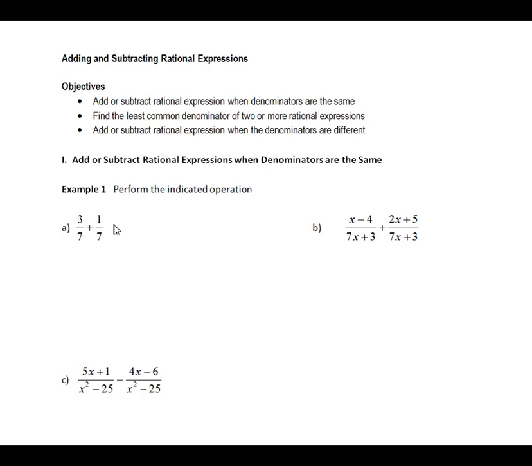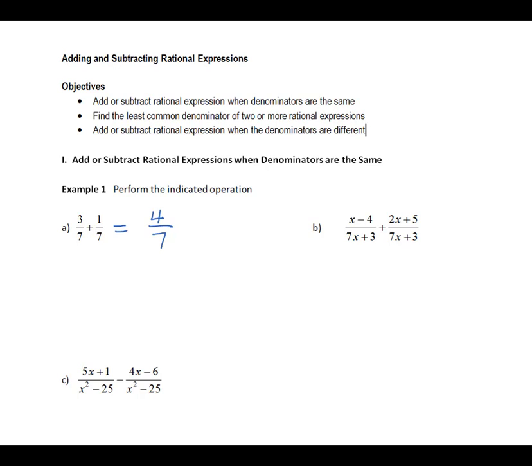And let's just start off as a refresher here to add two fractions that don't involve algebraic expressions. When you're adding fractions and the denominators are the same, you just add the numerators and you keep the denominator the same. So the answer to that is just 4/7. So we do the same with rational expressions with algebraic expressions in them. And here we have a common denominator.